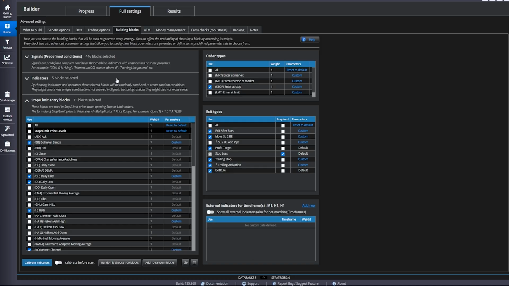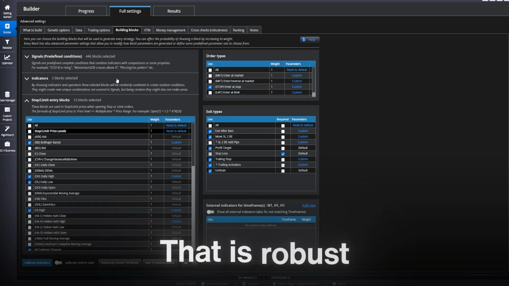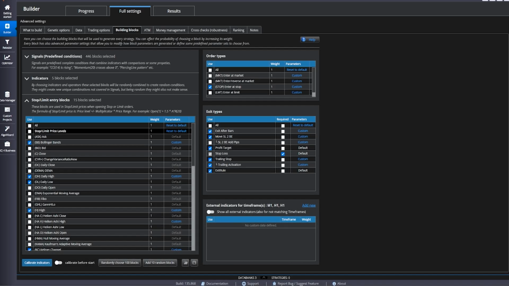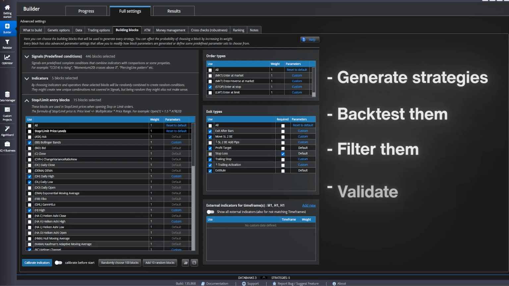Your job when using SQX is not just to find the prettiest looking curve, the one that looks the closest to a martingale strategy. That's not going to lead you to success. Your job is to attempt to find and validate a strategy that is robust. The pipeline of SQX is: you generate strategies, you backtest them, you filter them, you validate them, and then you can export them and run them live.